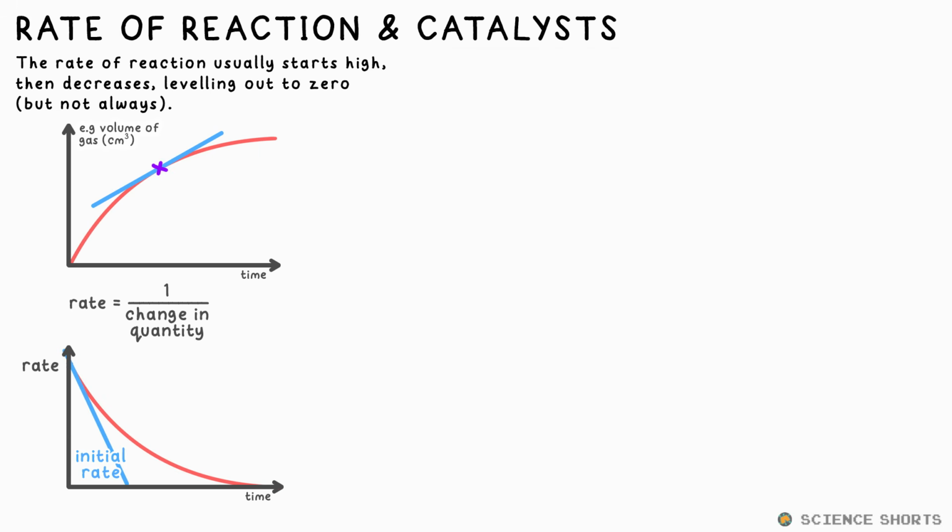If you have a graph showing how much product is made by a reaction over time, it will usually be a curve that flattens out at the top, showing that the reaction has reached its endpoint. The rate of reaction is given by the gradient at any point, which means you'll have to draw a tangent on the curve at the time at which you're trying to find the rate, and the unit of which will always be the quantity measured, for example centimeters cubed if gas produced, divided by time, usually in seconds.